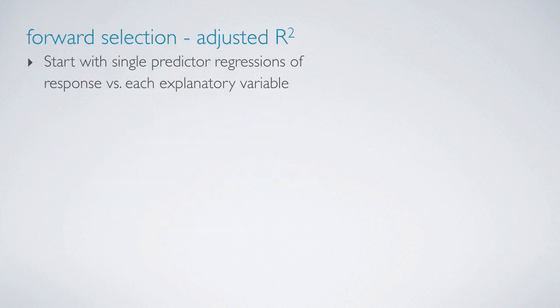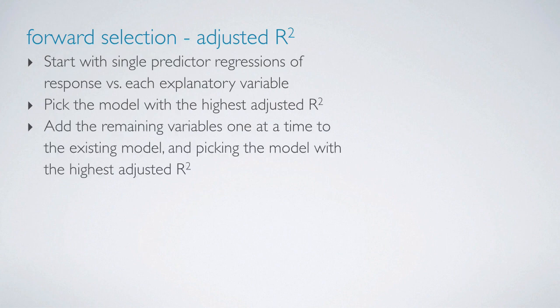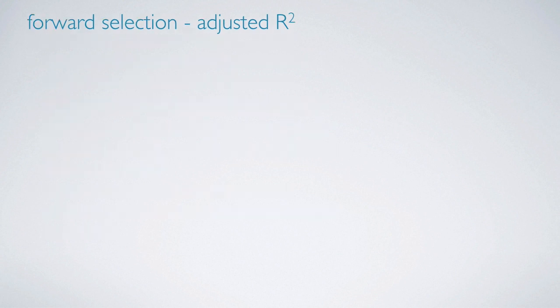We start with single predictor regressions of response versus each explanatory variable. We then pick the model with the highest adjusted R-squared, add the remaining variables one at a time to the existing model, and pick the model with the highest adjusted R-squared. We repeat until the addition of any of the other remaining variables does not result in a higher adjusted R-squared. Let's illustrate this with an example using the cognitive test scores data.